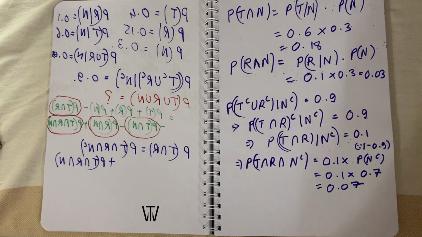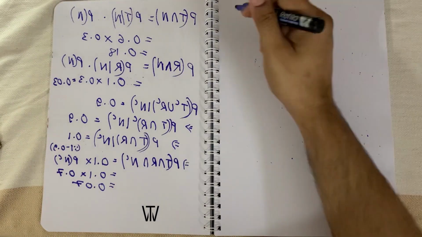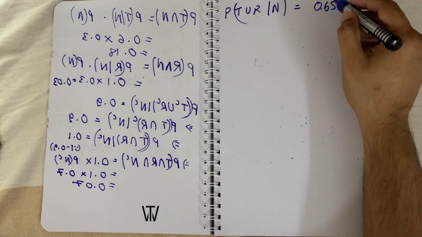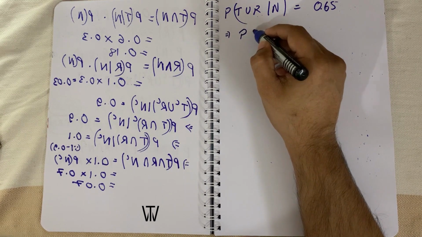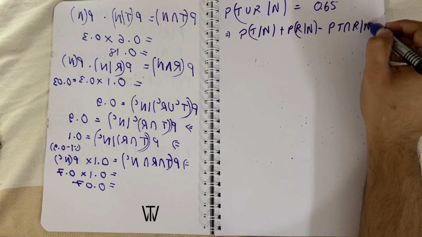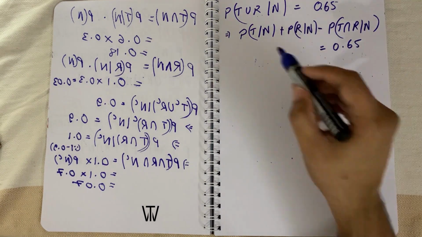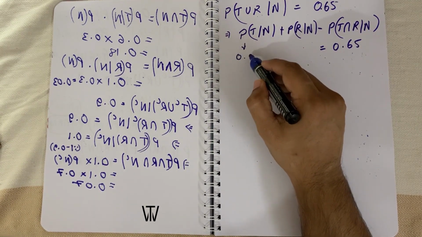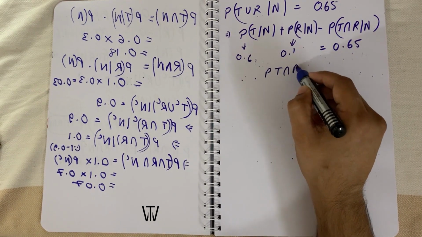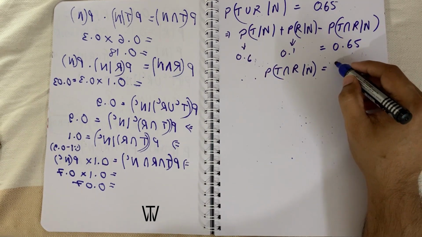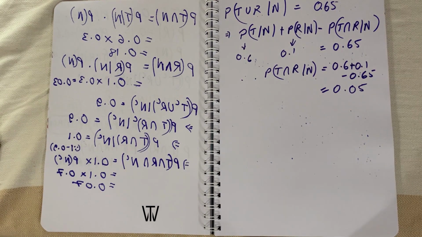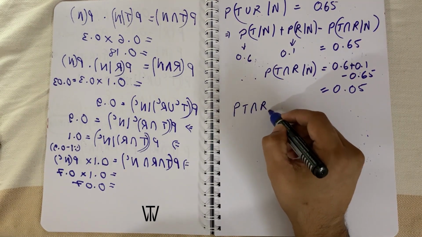You are given that P of T union R given N equals 0.65, which implies that P of T given N plus P of R given N minus P of T intersection R given N equals 0.65 by expanding P of T union R. So we know that P of T given N is 0.6 and P of R given N is 0.1. So that gives P of T intersection R given N equals 0.6 plus 0.1 minus 0.65, that's equal to 0.05.